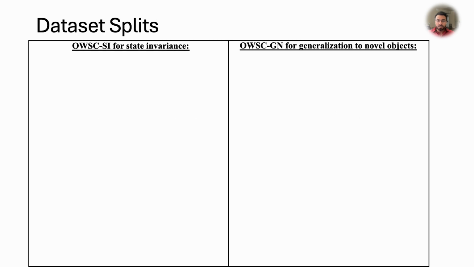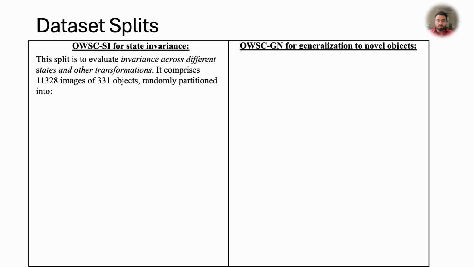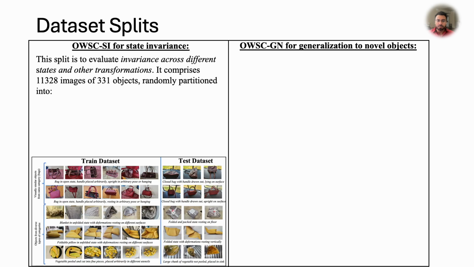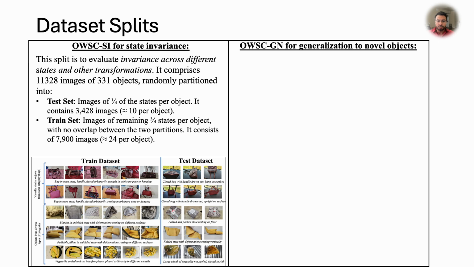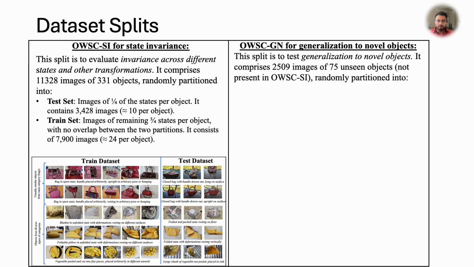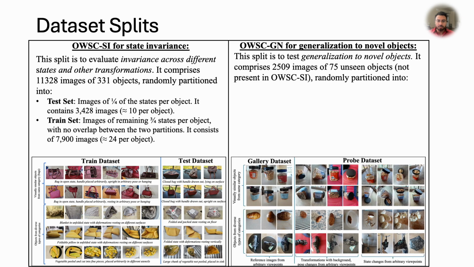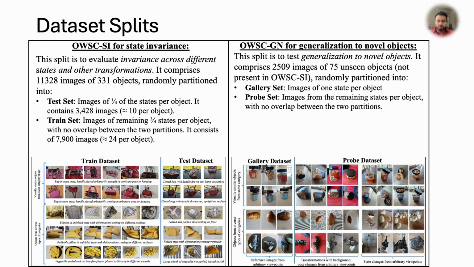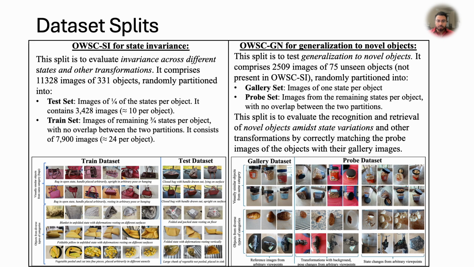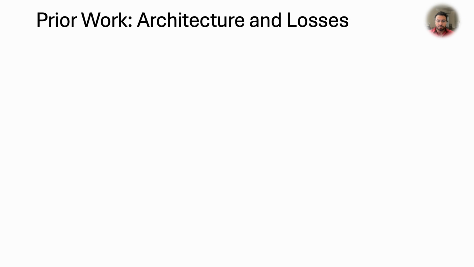Our dataset has two splits. The first one is for evaluating state invariance and the other for testing generalizability to novel objects. The first, SI split, has 11,000 images of 331 objects split into training and test sets, which have no overlap with respect to the states of each object, and is hence used to evaluate state invariance. The second, GN split, has 2.5 thousand images of 75 unseen objects that are not part of the SI split and is partitioned into a gallery and probe set. It is used to test generalizability to unseen objects by correctly matching the probe images of an object with its gallery images.